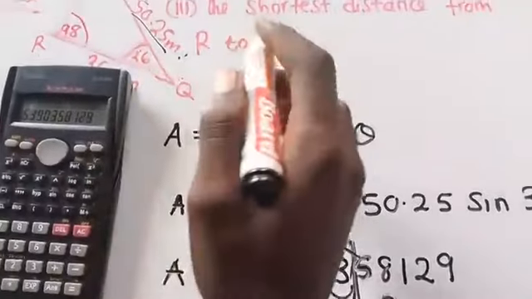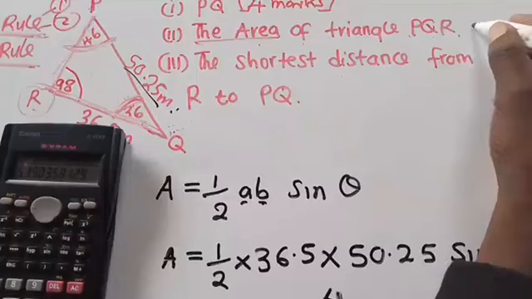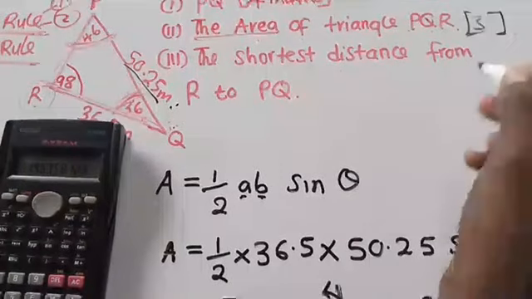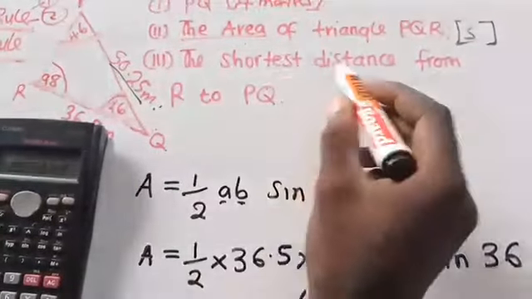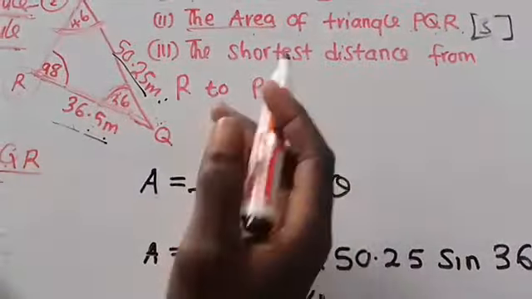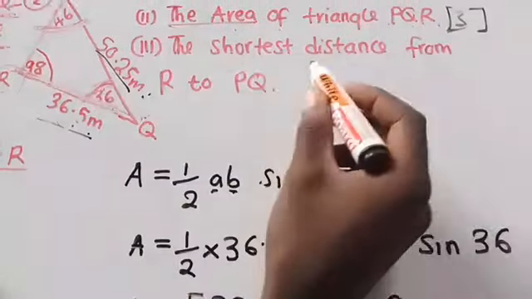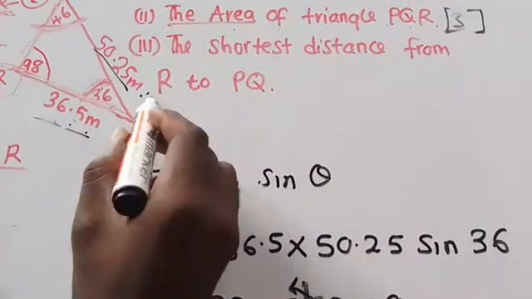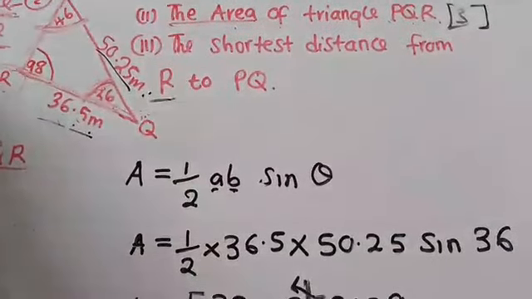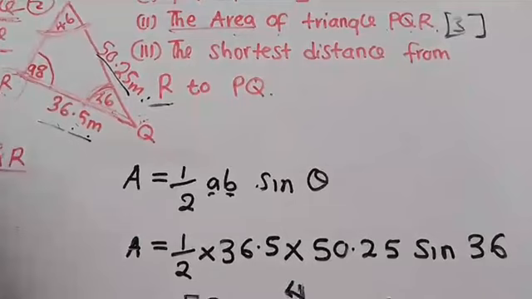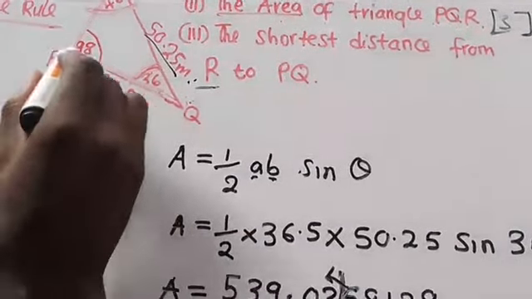With this same answer now, what we need to do next is look at the other question, the last question. Answering this, you are awarded 3 marks. The last one is the shortest distance, very simple. I want to find the shortest distance from R to PQ. This is the point R, to this PQ.